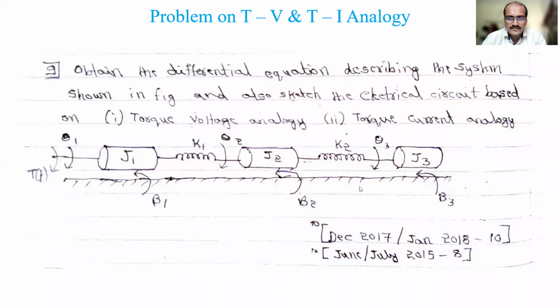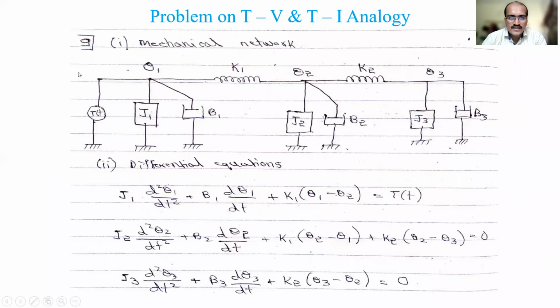I have asked you, but you didn't reply. So we'll see. This is the mechanical network. At theta 1, you have T of t, J1, B1. Between theta 1 and theta 2, K1. At theta 2, J2, B2. Then K2 is between theta 2 and theta 3. At theta 3, you have J3 and B3. Now write the performance equations, or differential equations as we also say.